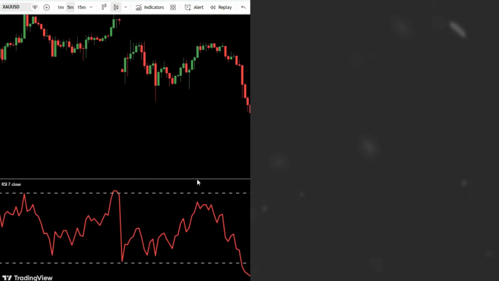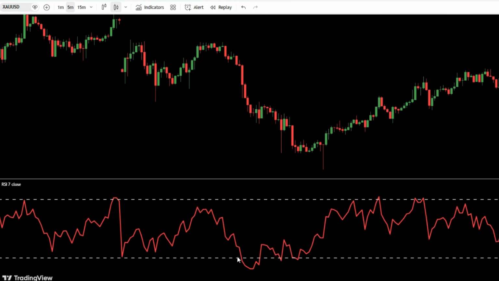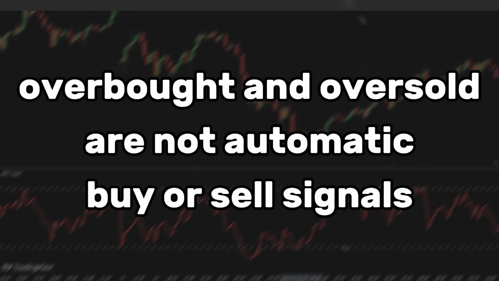Now look at another 5-minute chart. The RSI drops below 20, signaling oversold. Many traders think it's time to buy. They enter a long trade and then the price keeps falling. Again, relying solely on RSI without context leads to losses. Remember, overbought and oversold are not automatic buy or sell signals. In trending markets, RSI can stay in these zones for many bars. RSI is a strength indicator, not a trigger. In scalping, knowing this difference is key to protecting your account.